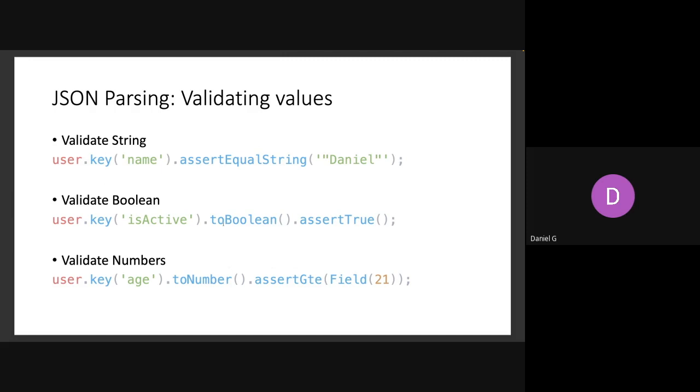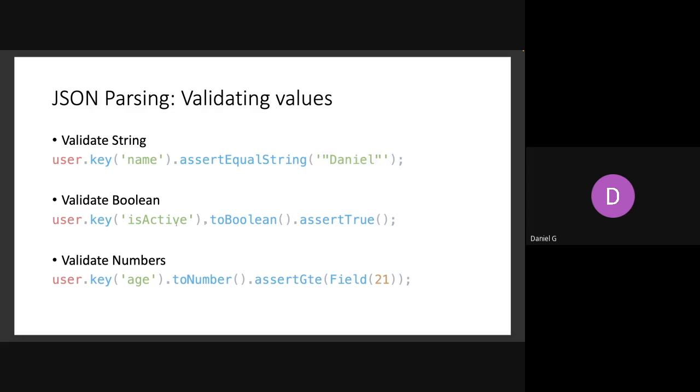And lastly, and I think that's the most important thing about this, is we can validate these values. And for this, I basically provide 3 functions. The first is we can assert that a certain key, or again, index, you can use here whatever you want, is equal to a certain string. So here I assert that name is equal to Daniel.